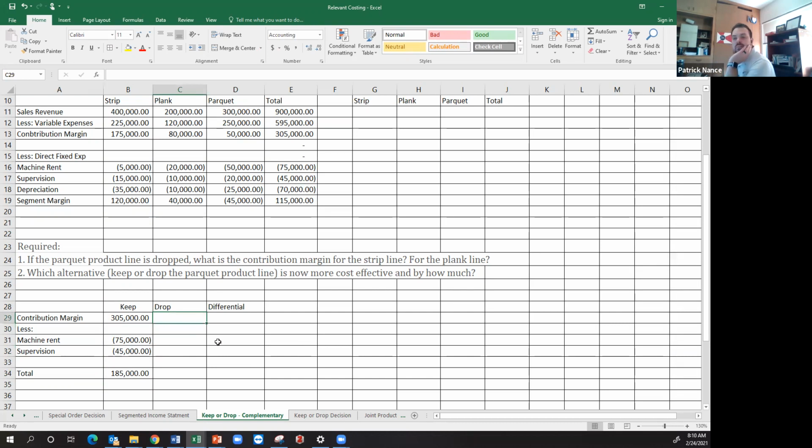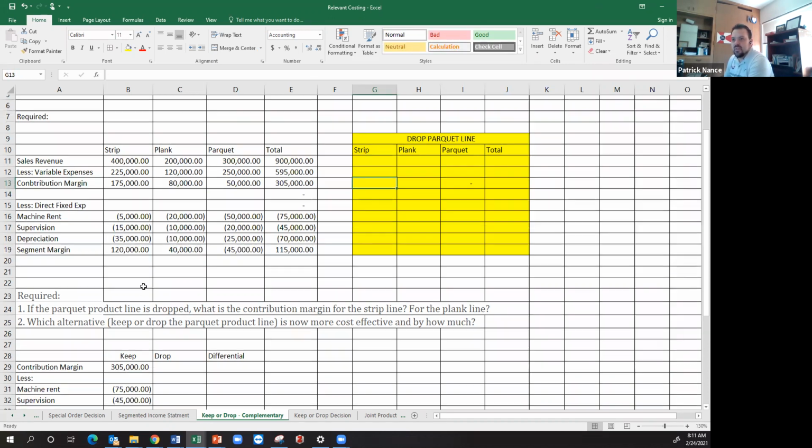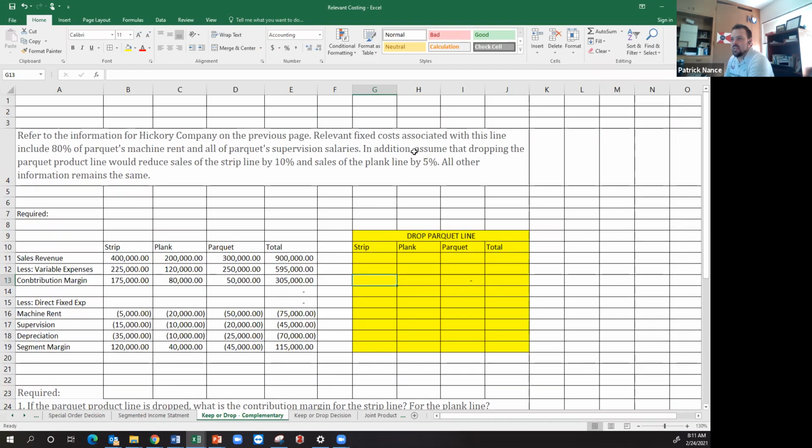The drop side is a little bit more difficult. So let's go back up here. What I did here is I created another table to come over here and say, okay, if I drop the Parquet line, what's still going to be there, what's not going to be there, so I could figure out what my total drop is going to be. First thing, if I drop the Parquet line, I'm going to have 0 contribution margin, which we know because obviously I dropped the line, so I no longer have it. My strip, it says in the problem, in addition, assume that dropping the Parquet product line would reduce sales of the strip by 10%. If I reduce sales by 10%, by the very definition of variable expenses, the variable expenses would also drop by 10%.